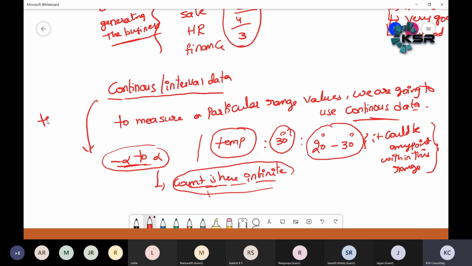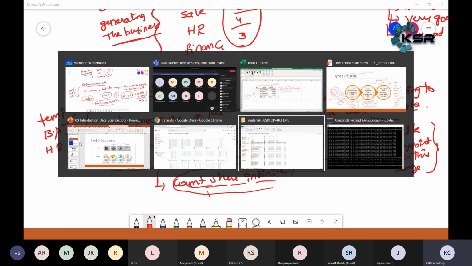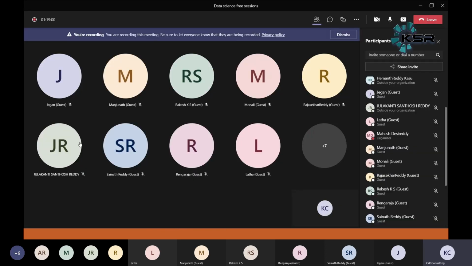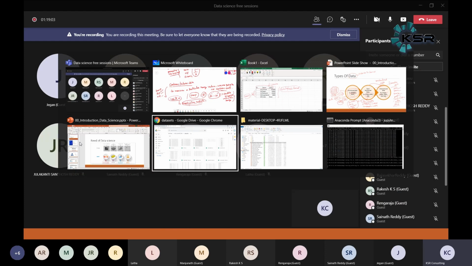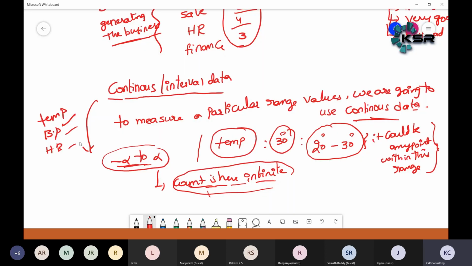Some of the examples are temperature, heartbeat, blood pressure. Can you give another example for this continuous data? Temperature, blood pressure, heartbeat. Any other example? Can you think about any other example? Come on, guys. Why are you so silent? Not able to understand the topic?